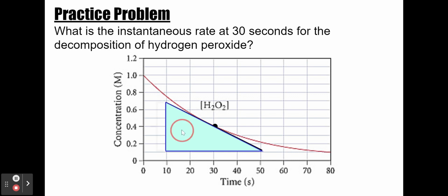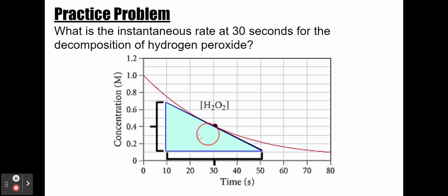So now all we need to do is get the rise over the run. So what's the difference in the concentration here? The rise over the run is final minus initial. So here, final minus initial. Final, since we're decreasing, final concentration is going to be here at 0.1 molar. Our initial concentration is going to be at 0.7. Looks like 0.7. Again, final minus initial for time: the final time is 50 seconds. Initial time is 10 seconds based on where we stopped with our triangle.